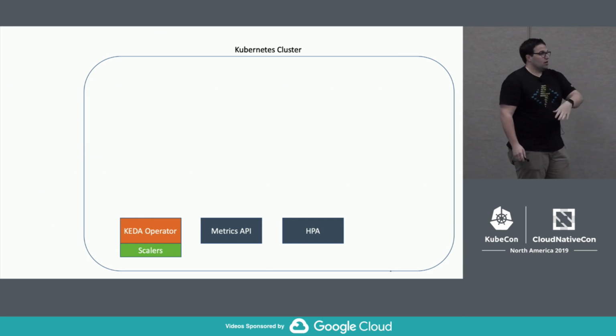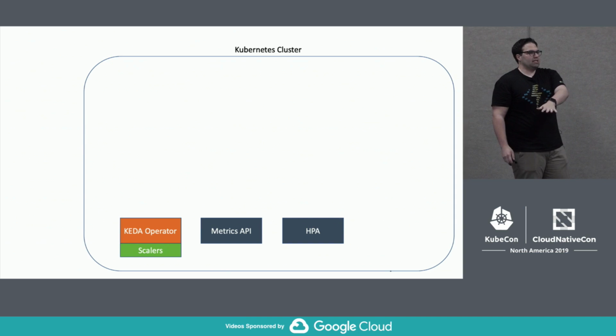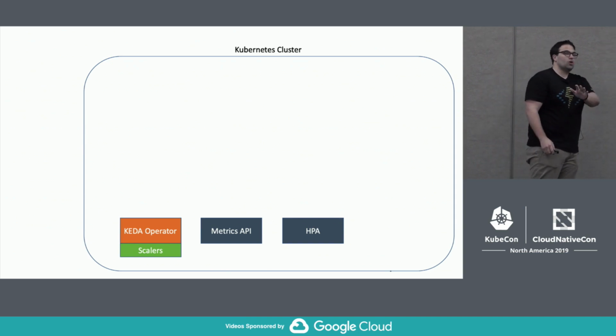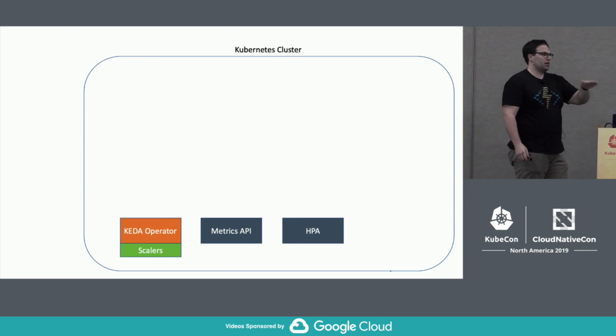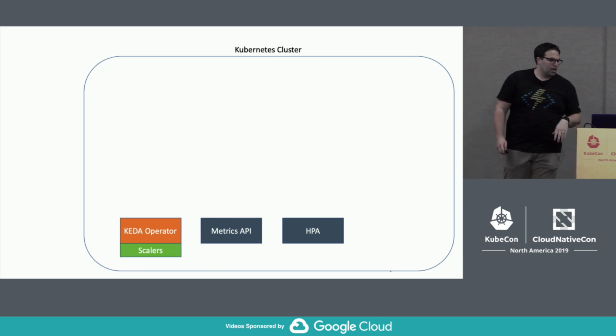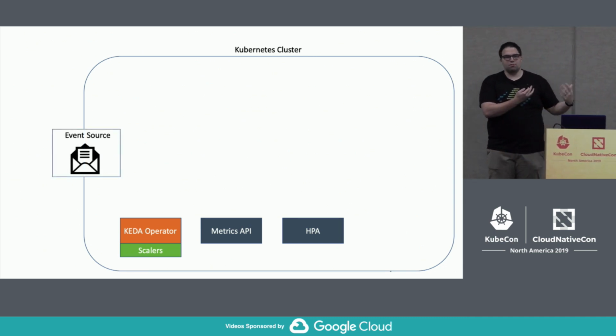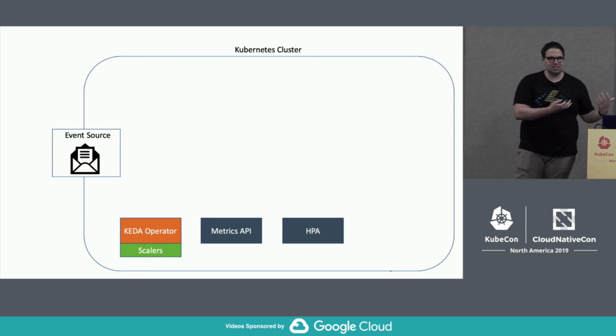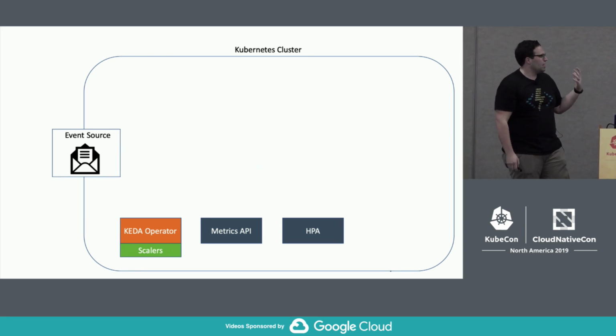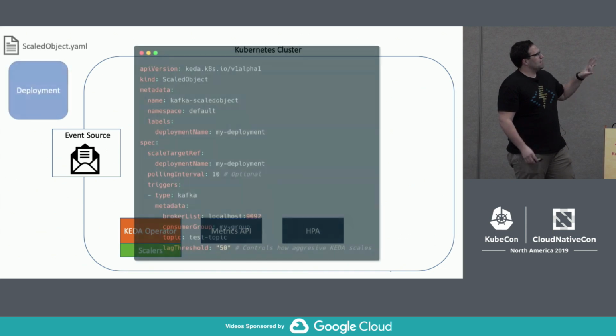And the other pieces here is the metrics API that Kubernetes exposes already, and the horizontal pod autoscaler that knows how to talk to that metrics API. And the other piece I have here is my event source. In the demo I just did, it was RabbitMQ. This could be Kafka. It could be AWS SQS, right? Could be anything.